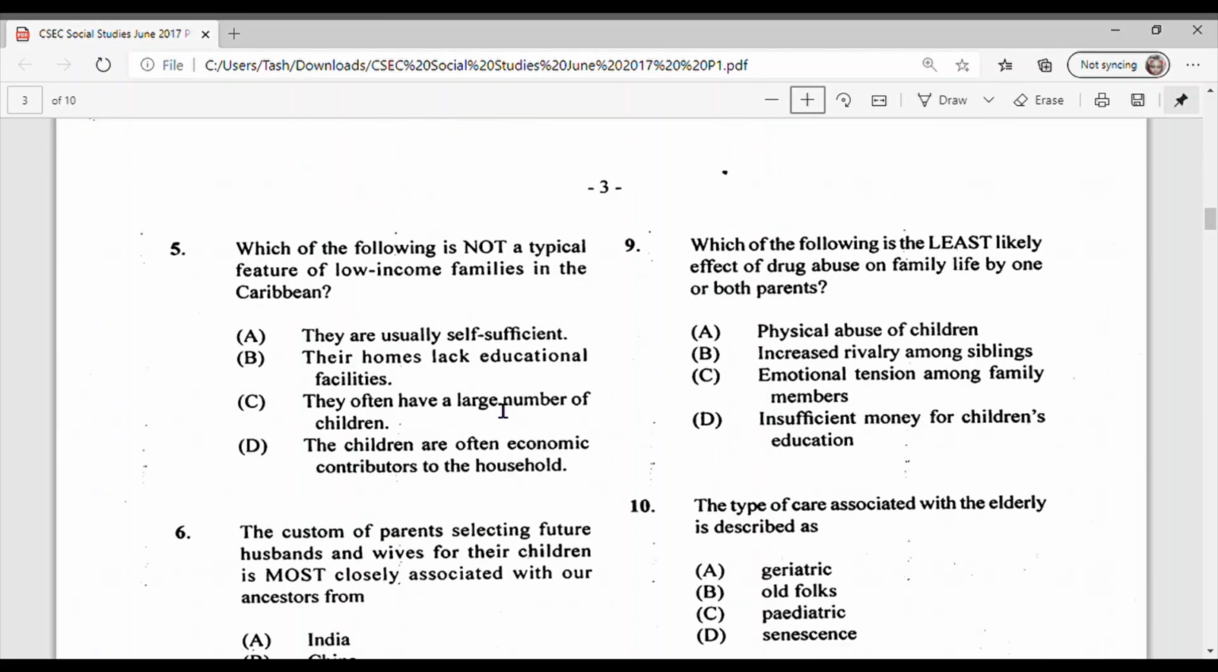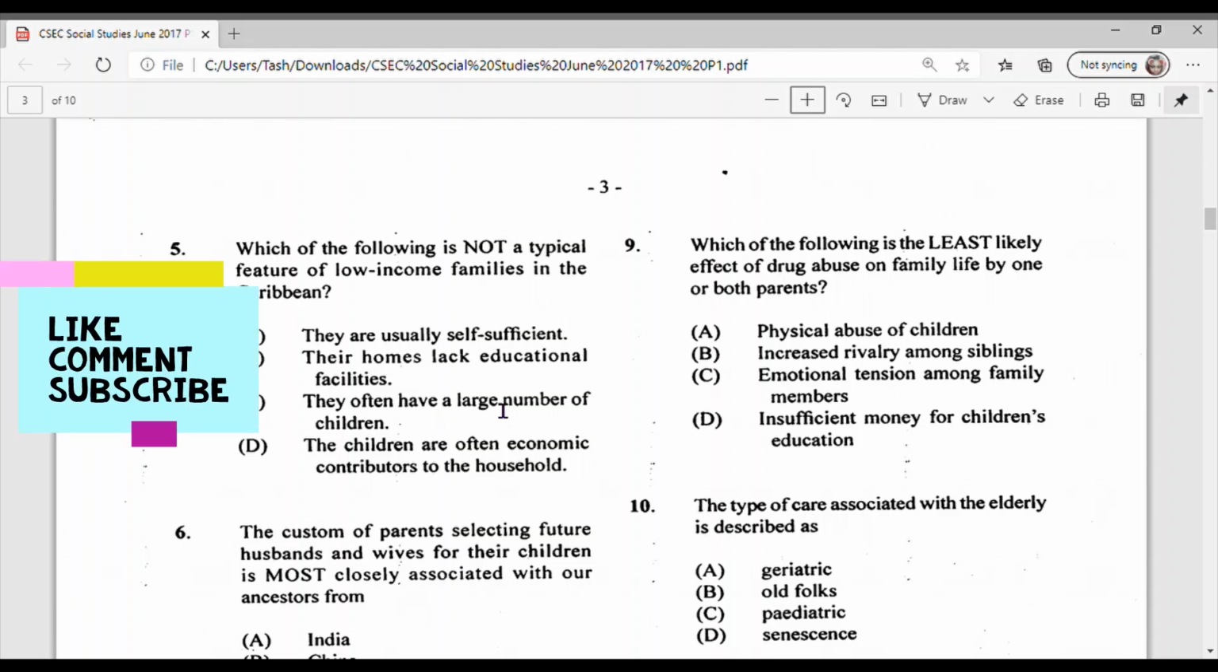Number 9. Which of the following is the least likely effect of drug abuse on family life by one or both parents? So the least likely effect of drug abuse on the family by the parents. So it's the parents that are using the drugs. And you are basically looking through this question to find the least likely effect that it will have on the family. Physical abuse of children, it's very possible if the parent is taking the drugs. Increased rivalry among siblings, not necessarily.